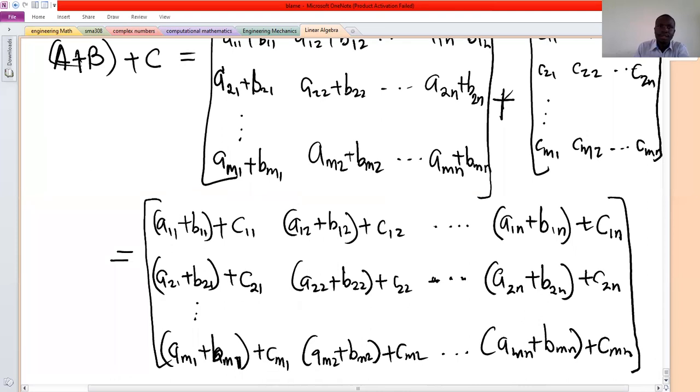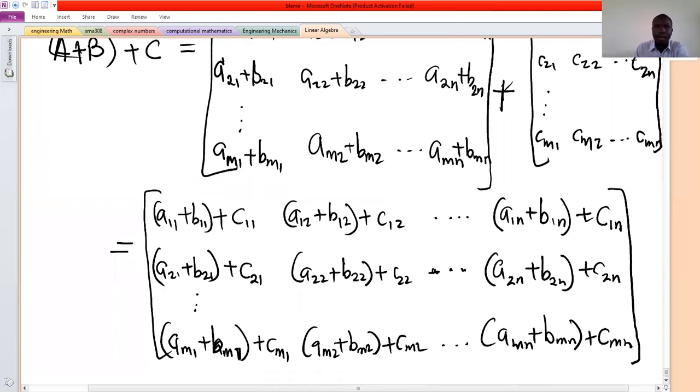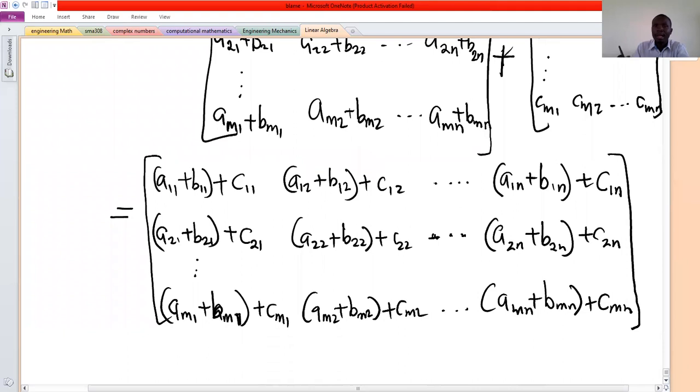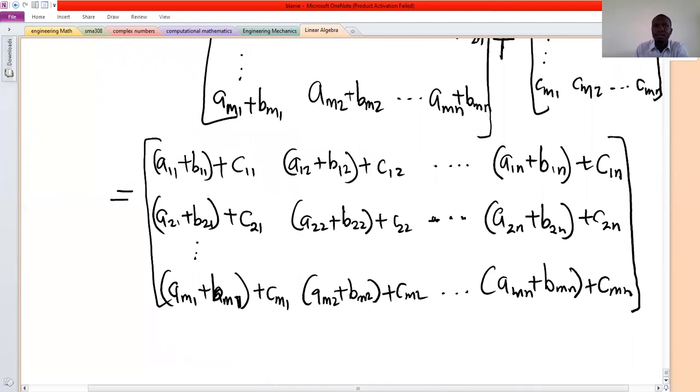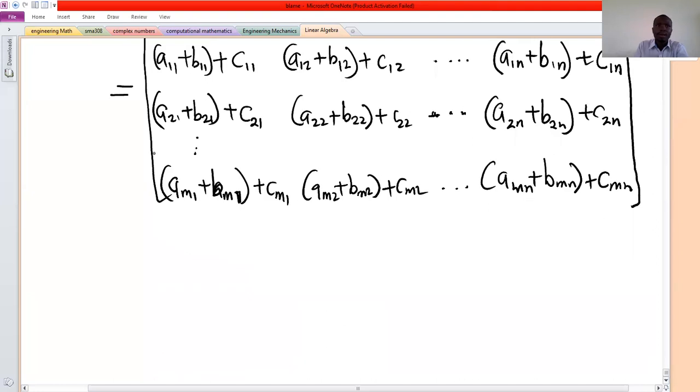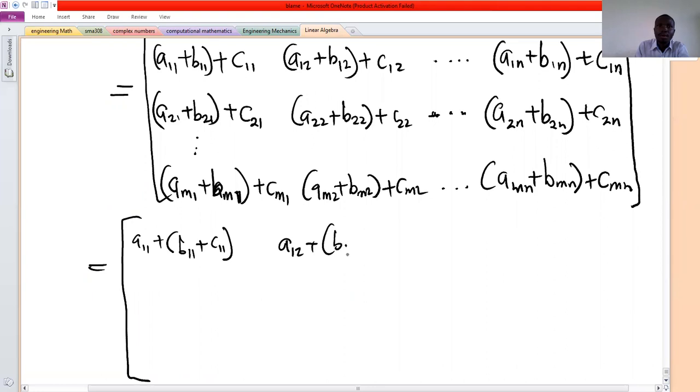And since the Aij's, Bij's, and Cij's are real numbers, or are elements in the field F, they obey the associativity law. Therefore, this can be written as A11 plus, now I change the location of the brackets, B11 plus C11, A12 plus B12 plus C12, all the way up to A1n plus B1n plus C1n.